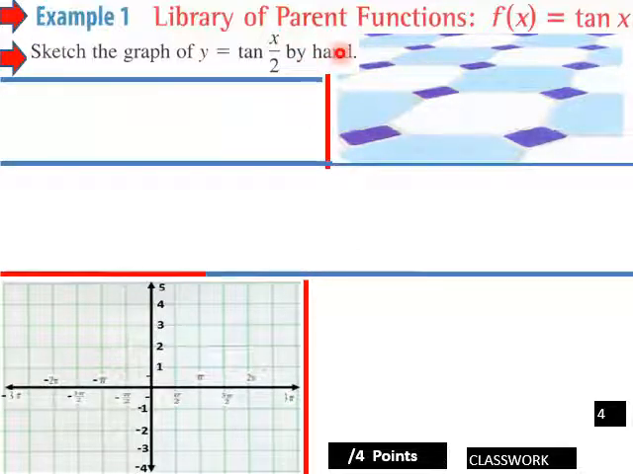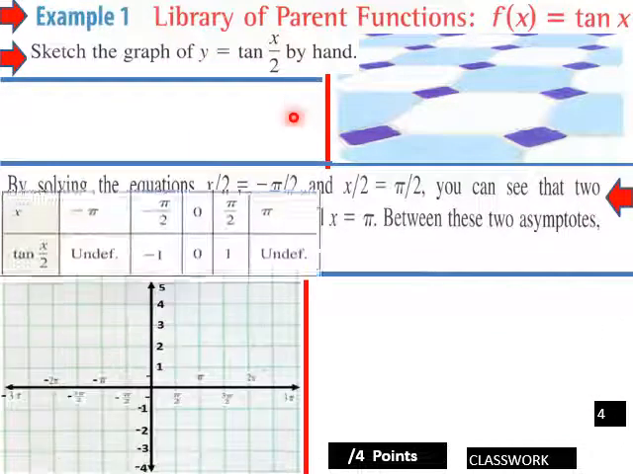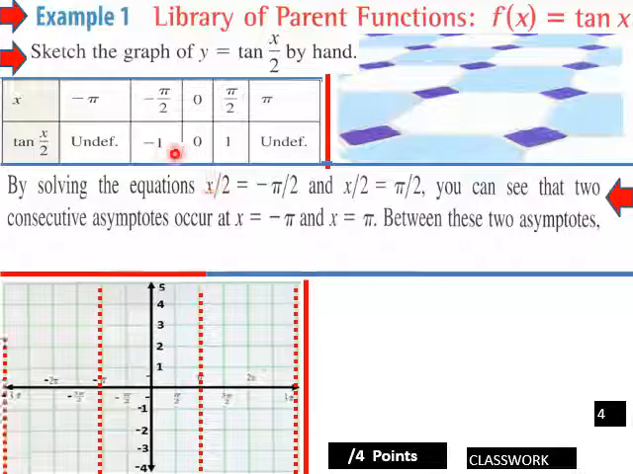Library of parent functions, f of x equals tan x. Sketch the graph of y equals tan(x/2) by hand. So here's a table of this function. It's undefined at negative pi because you have a vertical asymptote here. And then at negative pi over 2 it is negative 1, and so on.